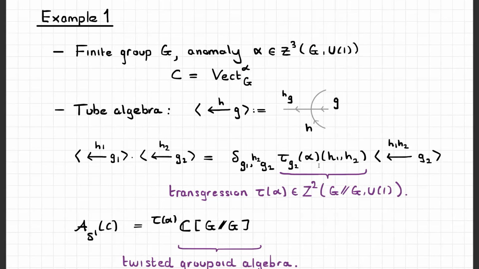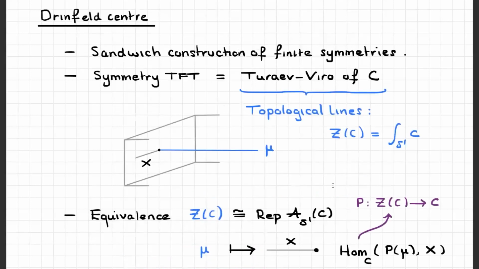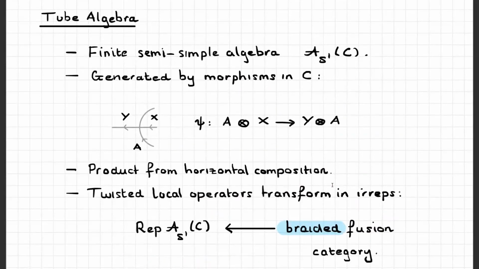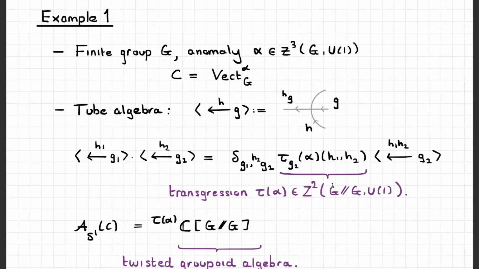And so the way to think about this is this tau denotes what's called the transgression of this 3-cocycle. So it takes a 3-cocycle on the group, and it spits out a 2-cocycle on the groupoid for the adjoint action of G on itself. And so what you find is that the tube algebra is basically the groupoid algebra for G acting on itself by conjugation, but the product structure is slightly twisted due to the presence of the anomaly. And so the anomaly is transgressed into a twist for this groupoid algebra.